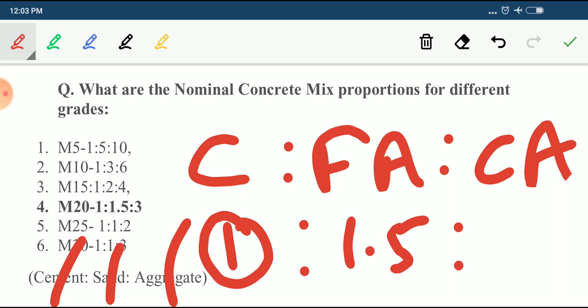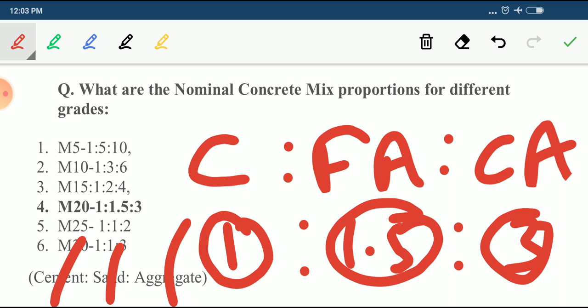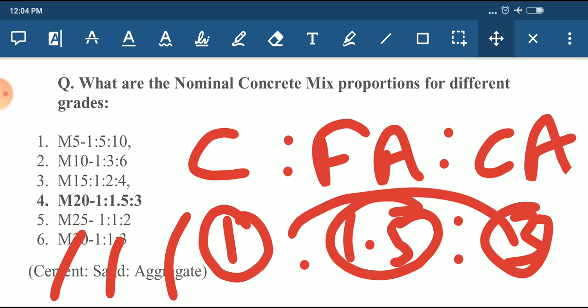Okay, and similarly that is 3 bags of coarse aggregate. This much proportion you have to take, and you have to mix it, and you go for the concreting. Okay, next.